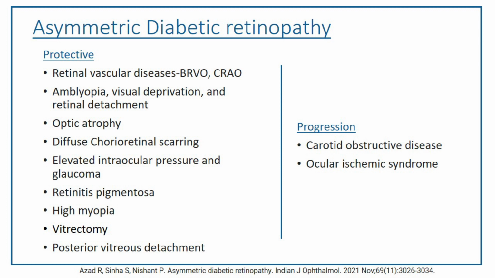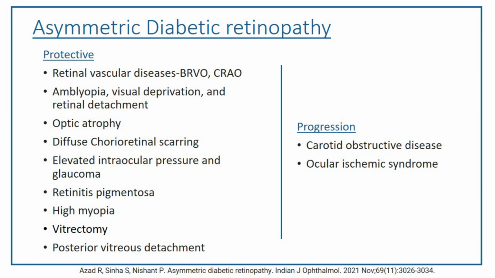For example, coexistence of retinal vascular diseases, especially branch retinal vein occlusion, along with central retinal artery occlusion, leads to inner retinal thinning and finally decreased metabolic demand of the tissue, and impedes the progression of diabetic retinopathy. Amblyopia, visual deprivation, retinal detachment, optic atrophy, diffuse chorioretinal scarring again lead to decreased metabolic demand of the retinal tissue itself and impede the progression of diabetic retinopathy.